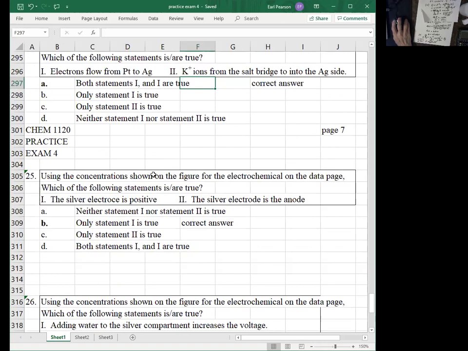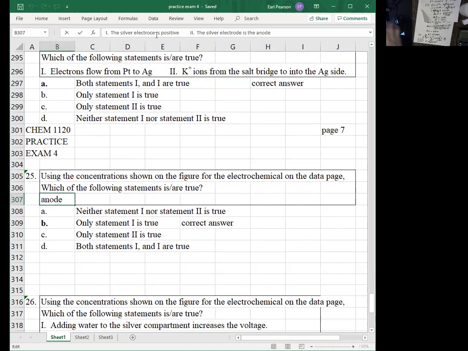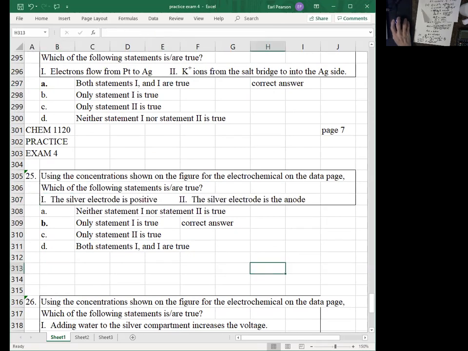Now, using the concentrations shown in the figure, an electrochemical cell on the data page, the silver electrode, oh my goodness, I see another typo, it's electrode, not electros, electrode. Okay, save it. All right, the silver electrode is positive, and the silver electrode is an anode. Okay, well, let's go back now and look at what's really taking place.